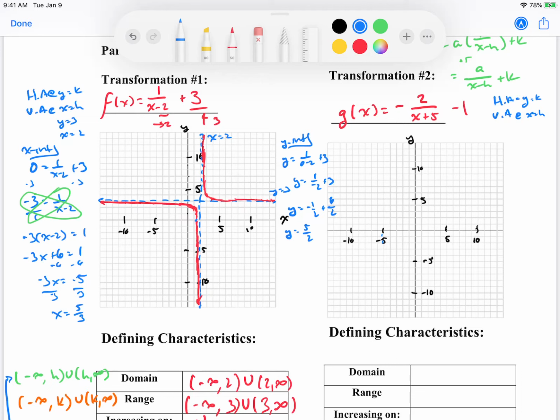So our horizontal asymptote, right, is at y is equal to -1, and our vertical asymptote is at x is equal to -5. Because again, that +5 means that h is actually negative. So I'm going to go ahead and graph those. Again, my point where they intersect is going to be at, sorry, -5, -1. So -5, -1, which would be right here. And so my asymptotes would look something like this.